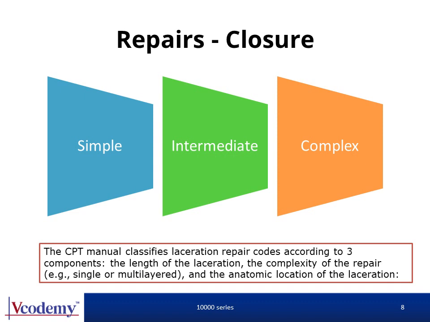I hope that the difference between simple repair of a wound, intermediate repair of a wound and a complex repair of a wound is clear now. Simple repair is used when the wound is superficial. It involves only the epidermis, dermis or subcutaneous tissues without significant involvement of any of the deeper structures like muscle or bone.